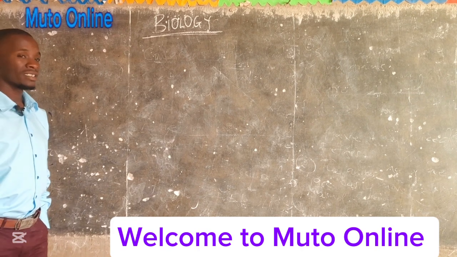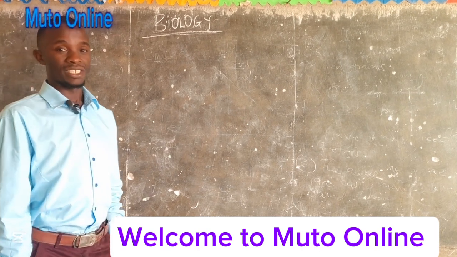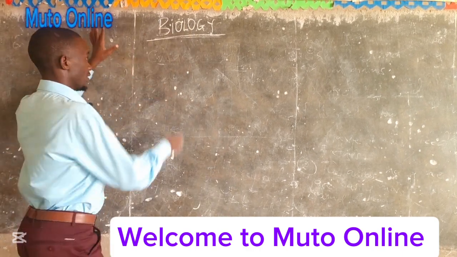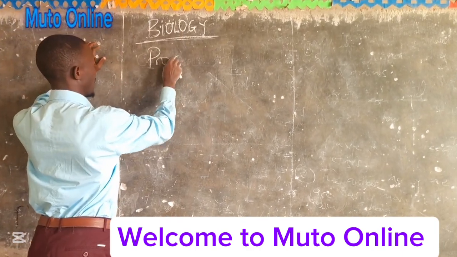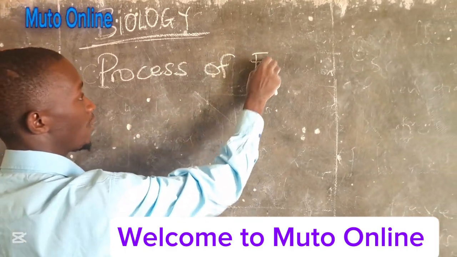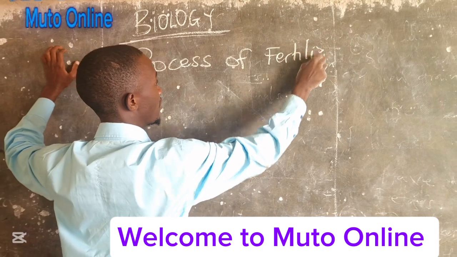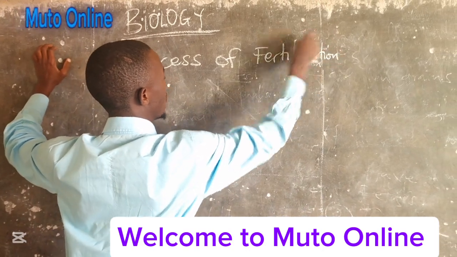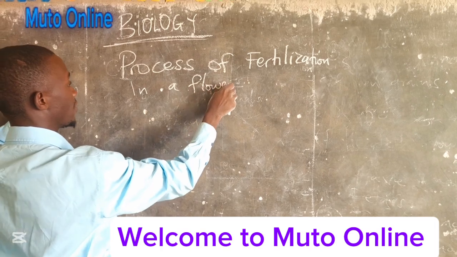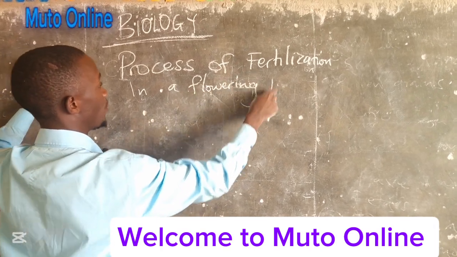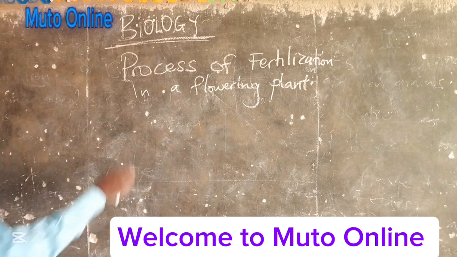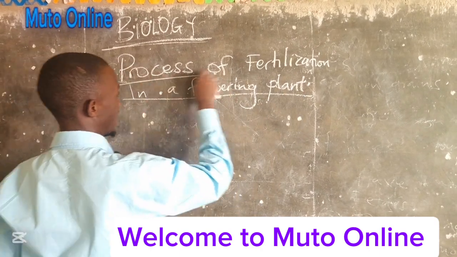We are back. We previously looked at the agents of pollination, and we are specifically going to look now at the process of fertilization in a flowering plant. This is what we are specifically going to look at.